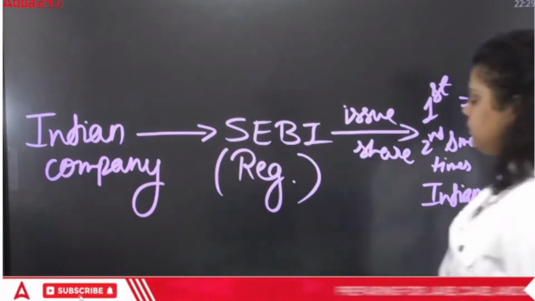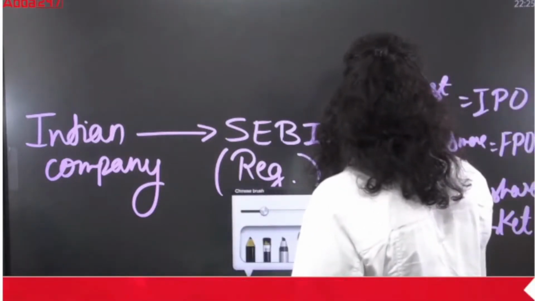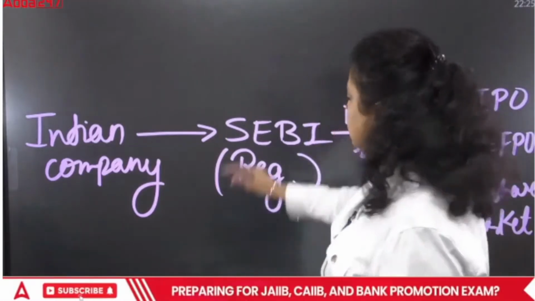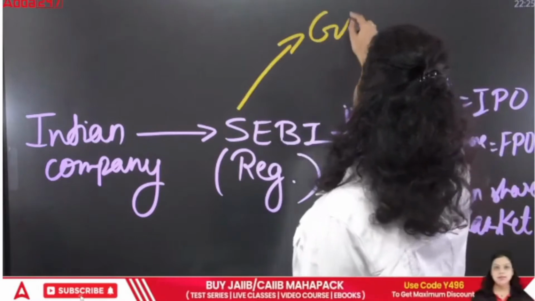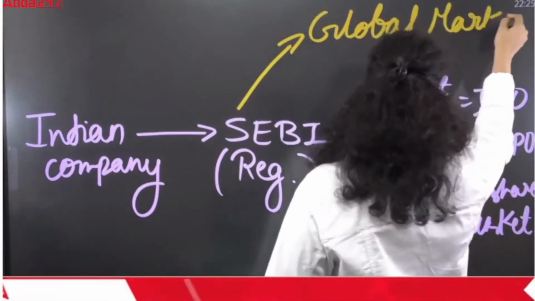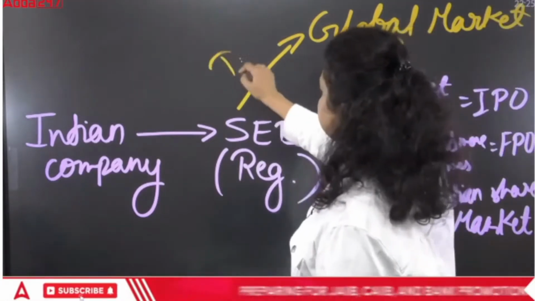Clear? If the same company wants to get funds, wants to raise money from the global market, the company will issue GDR, with the help of a depository bank.